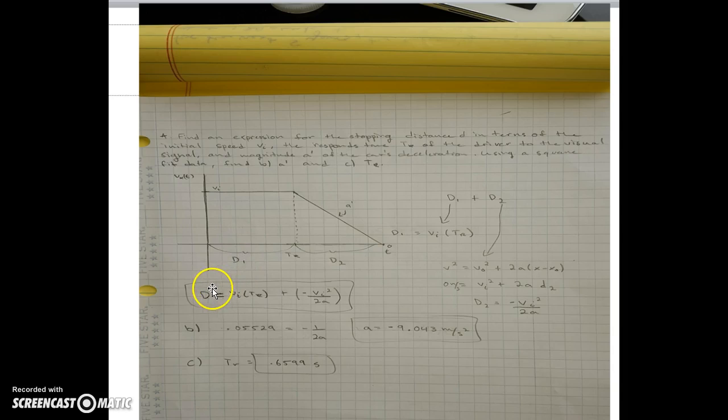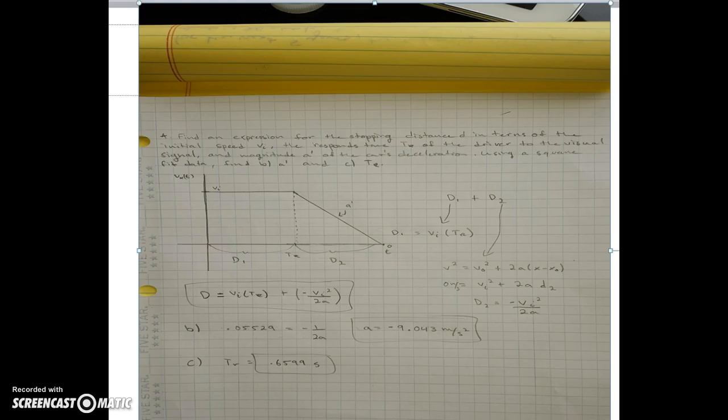And I know that the distance is d1 plus d2, because the total distance just equals this one plus this one. So I got vi times tr, which is d1, plus d2, which is negative vi squared divided by 2a, which is this. So now I determined that this is a quadratic equation.